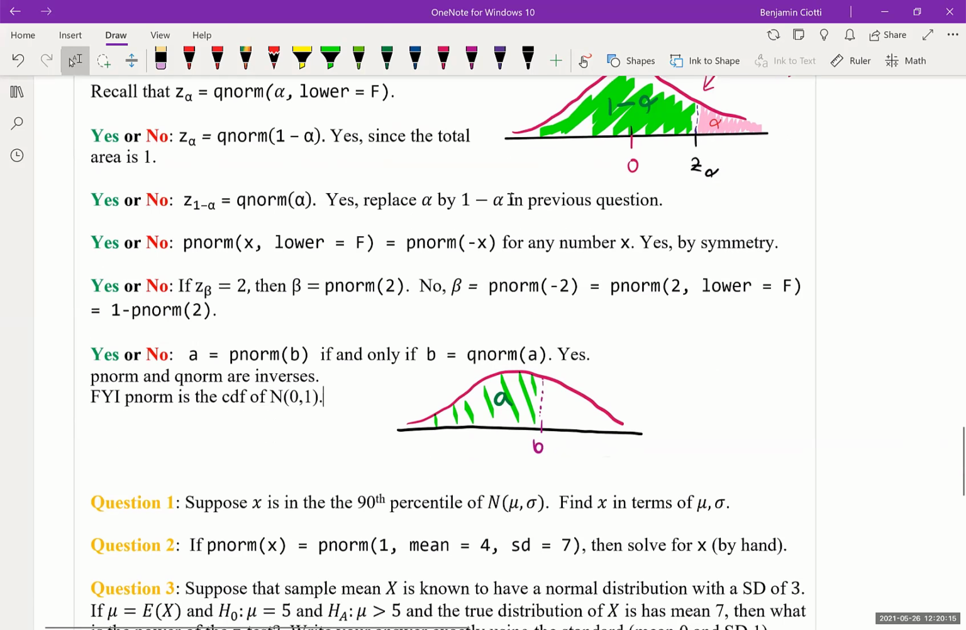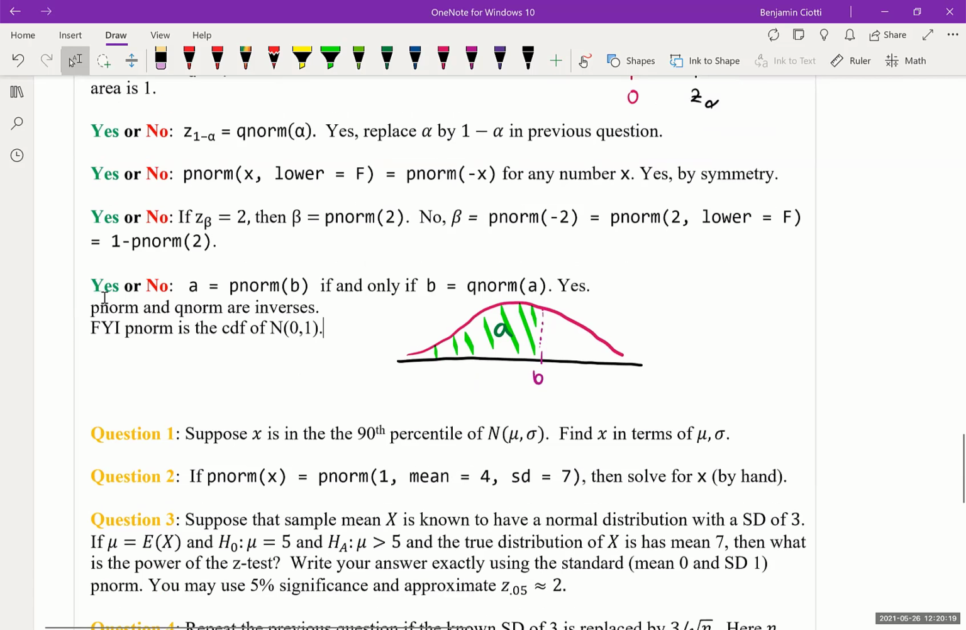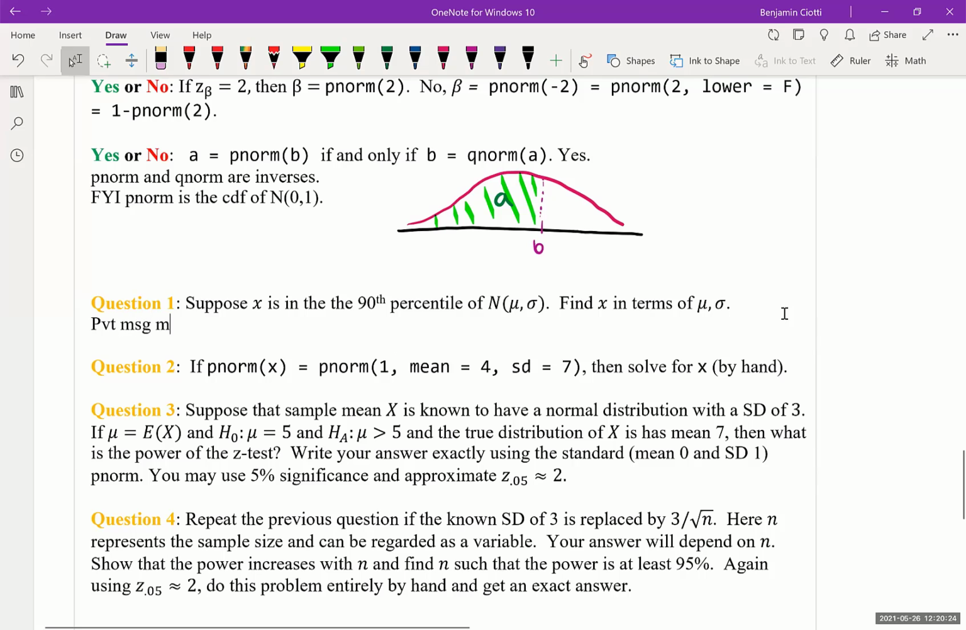Okay, so now we get to some harder questions. Questions 1, 2, 3, and 4. The first one's not so bad. So let's see if anyone can get this one. Why don't you try private messaging me question 1? And if I get a couple answers, I'll show you how to do it. Oh, and you can also write your answer exactly for this one, but you can use Q norm or Z sub alpha notation. So you can also write like Z sub 0.1, say.